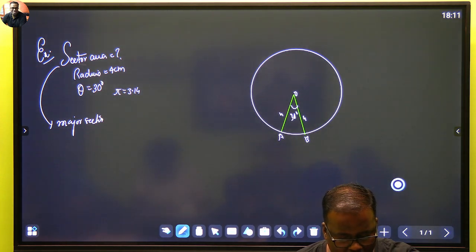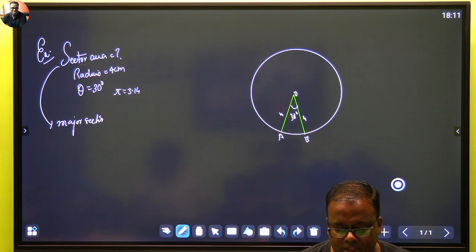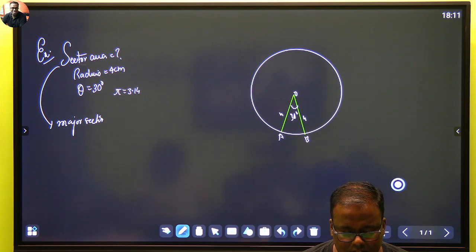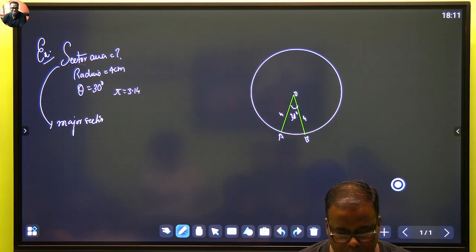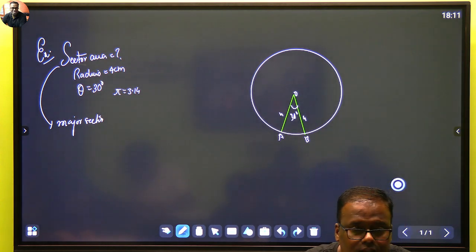462. That's the area of the sector. I've asked you to find out the area of the segment. What is the technique you'll employ?